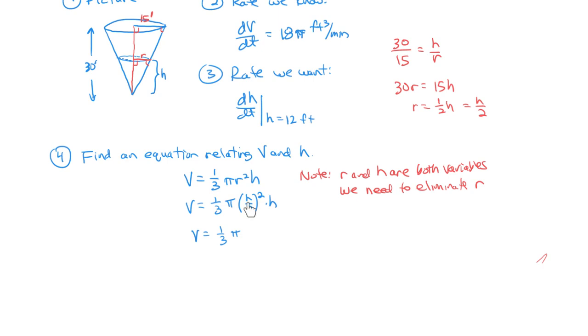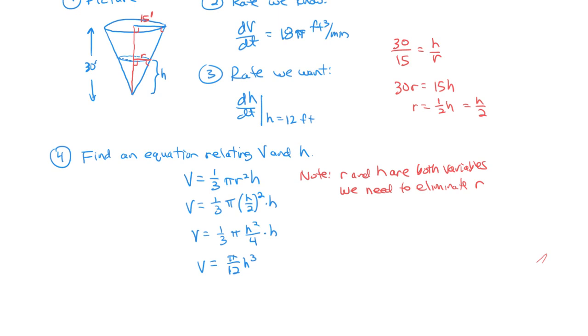So we can get V equals 1/3 pi. Well, when you square this, I square both of these, so it's h squared over 4. This is h squared over 4 times h. So really, if you multiply all the way across the top here, we're going to get pi h cubed over 12. Or in other words, volume equals pi over 12 h cubed.